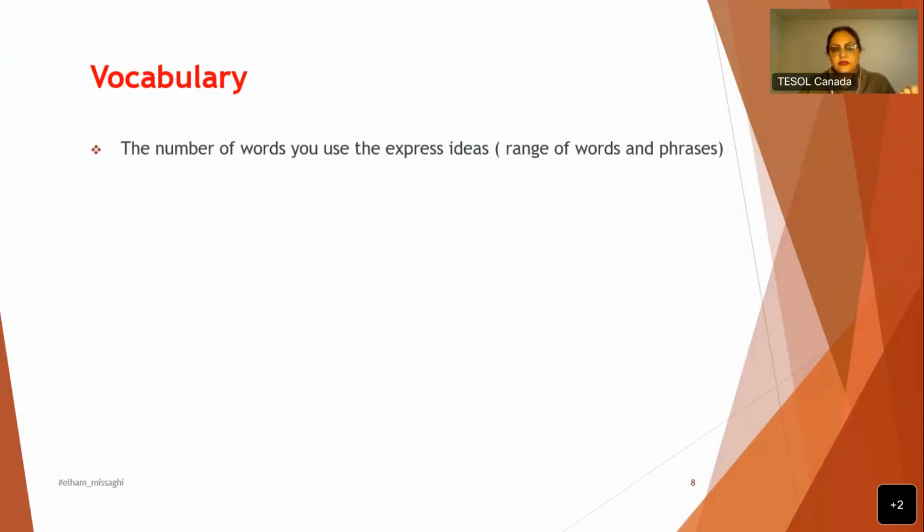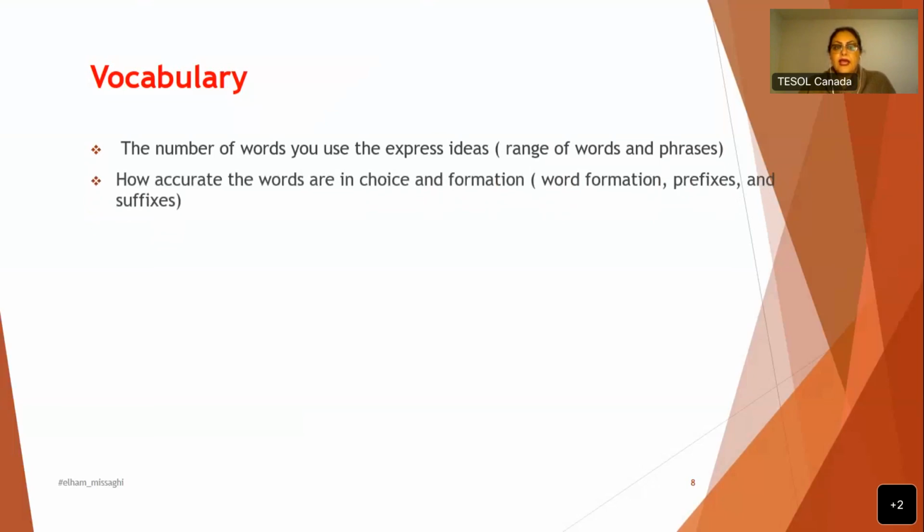So what about vocabulary? The number of words you use to express your ideas is important. Range of words and phrases, not repeated words. Even the level of the words. Is it advanced? Is it upper intermediate, intermediate, or even pre-intermediate? The level of the words is also important for getting the band score. And how accurate the words are in choice and formation.